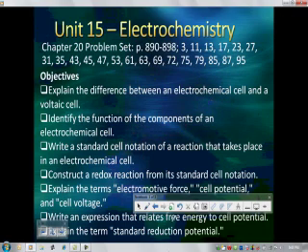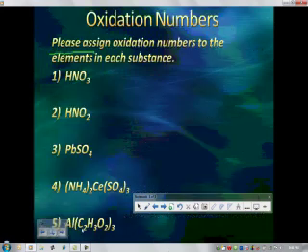All right, very good. So these are your problem sets, and these are the objectives of the things we'd like to accomplish today. We want to explain the difference between an electrochemical cell and a voltaic cell, and identify the function of the components of an electrochemical cell. We're going to learn how to write standard cell notation of a reaction that takes place in an electrochemical cell, and construct a redox reaction from cell notation. I know we can do redox, but we haven't learned what standard cell notation is yet. And then we're going to learn some new terms: electromotive force, cell potential, cell voltage, and standard reduction potential. So we're going to do some new things that we haven't ever done before.